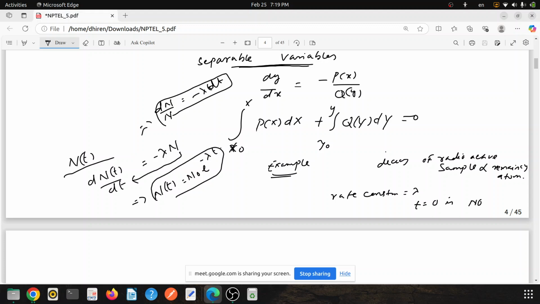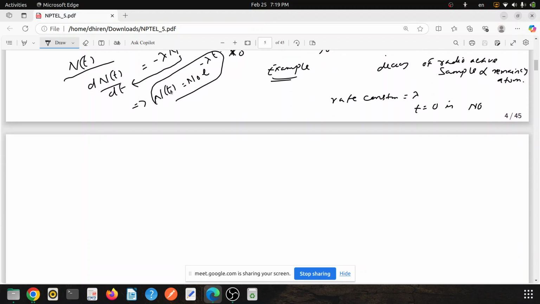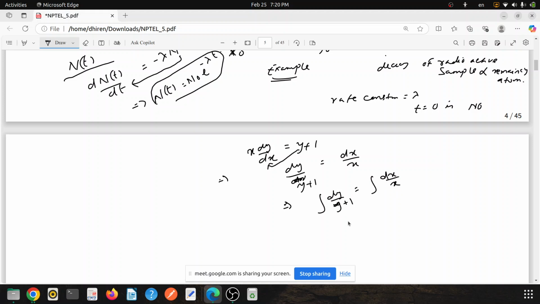Coming to the next example, let's say there is a differential equation x dy by dx is equal to y plus 1, and you can solve this differential equation also in the same way. So dy by y plus 1 is equal to dx by x. You can take this y plus 1 into the denominator, and then you can integrate over dy by y plus 1 equal to the integration over dx by x. So you can solve this integration.